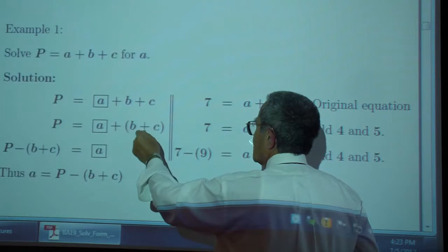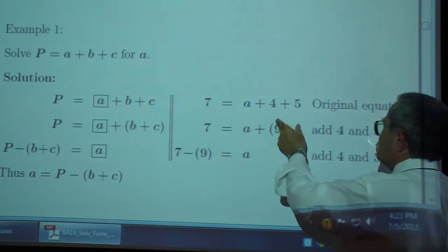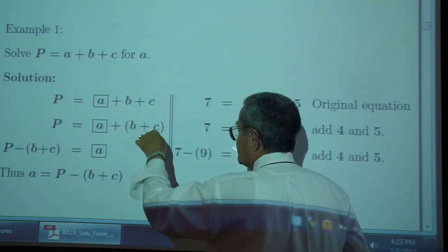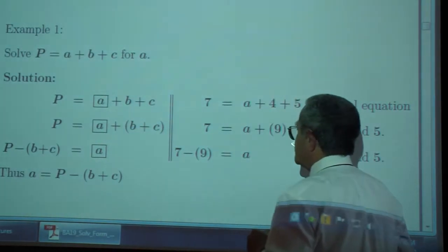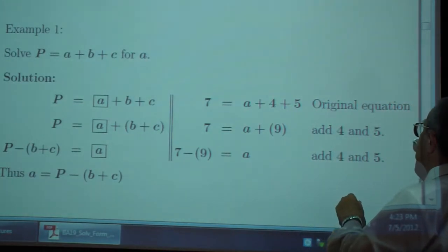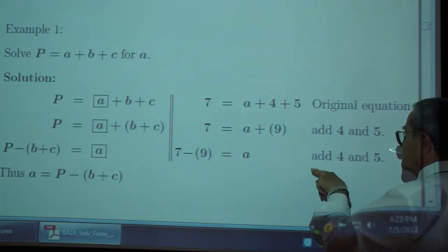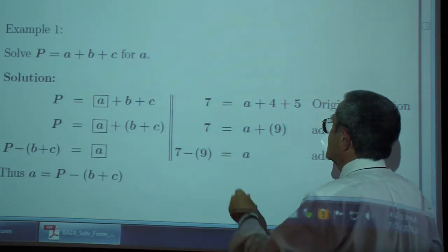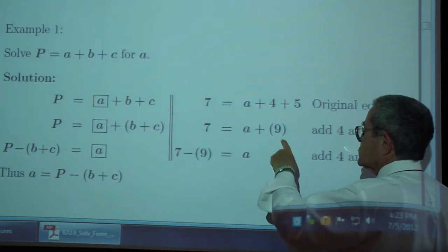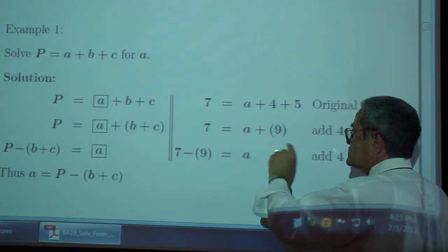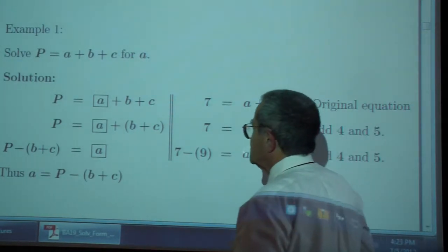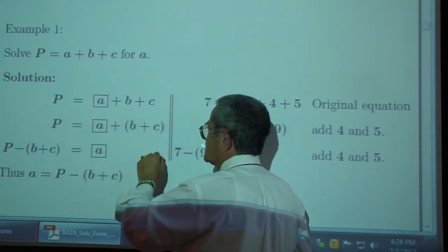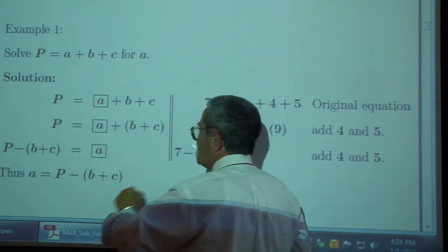First step. Why don't you combine the two constants, 5 plus 4, which is 9. You cannot add B plus C, so keep it as one quantity in parentheses. You've added, and you want to subtract 9 from both sides. You're just left with A. You want to subtract this constant because it's not what we're solving for, this constant number from both sides.